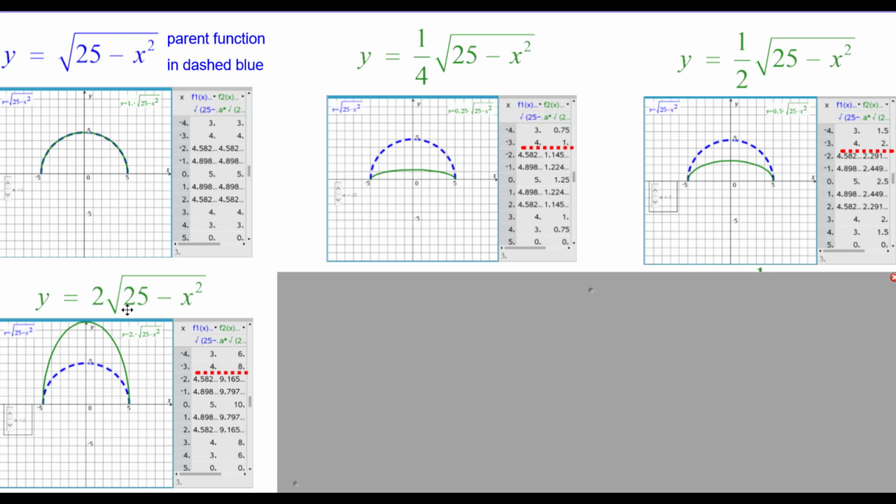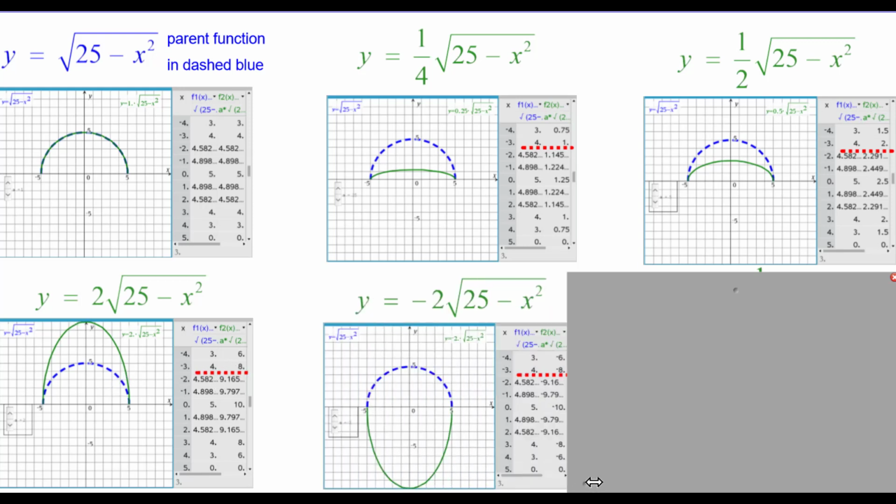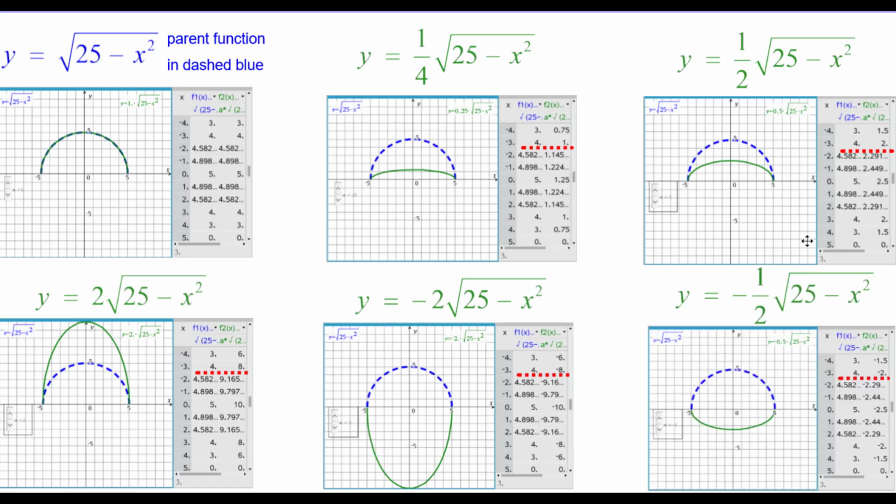Y equals 2 times the square root of the quantity 25 minus x squared. Not really a semicircle, more looks like an arch of some sort. Notice what's happening with the y coordinates. Y equals negative 2 times the square root of the quantity 25 minus x squared. These two green curves would be symmetric about the x-axis, reflections of one another. And then finally, y equals negative 1/2 that square root. Notice how that compares to this one. Go ahead and press pause so you can look at the graphs, look at the tables.